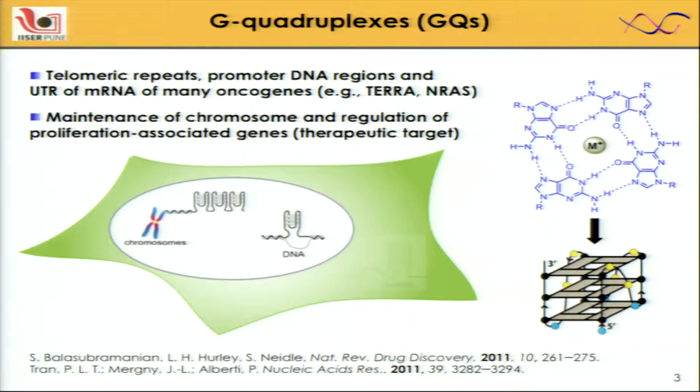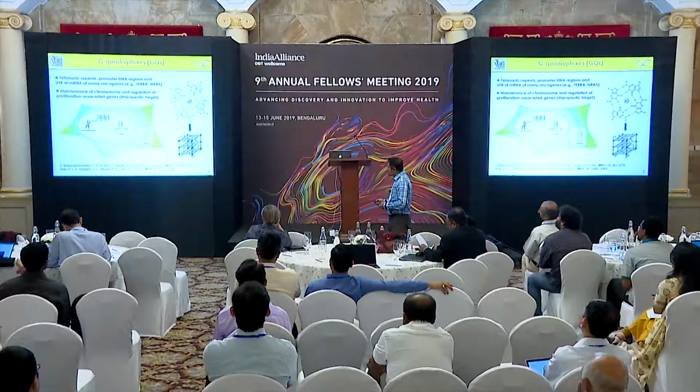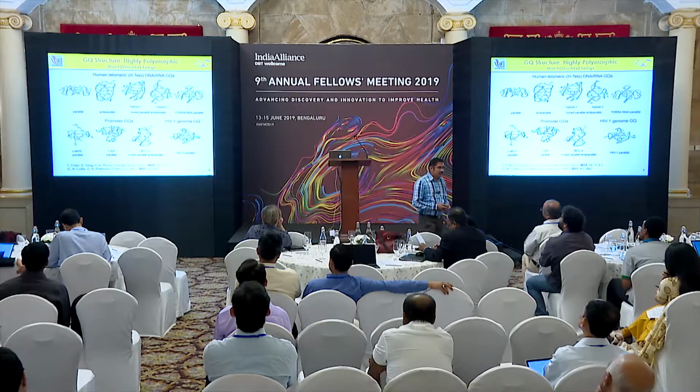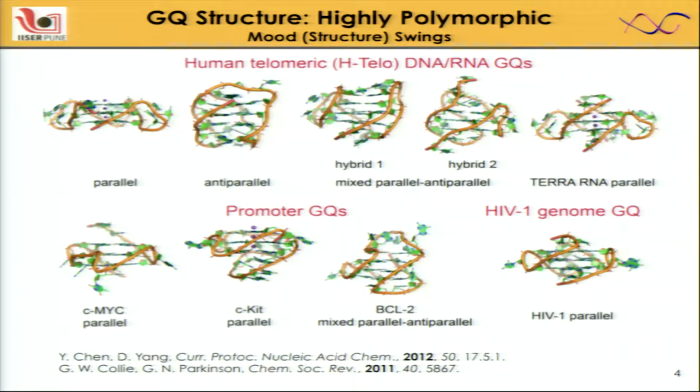They are present in DNA promoter regions and in untranslated regions of several mRNAs, which can potentially cause cancer. Compelling evidence suggests that these structural elements can maintain chromosomes and also regulate proliferation-associated genes. For this reason, these structural motifs have been considered novel therapeutic targets for developing chemotherapeutic agents. In terms of structure, they show polymorphism, and this polymorphism essentially depends on the sequence itself, and confinement, and it can also depend on molecular crowding effects.